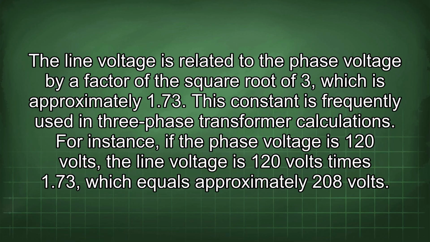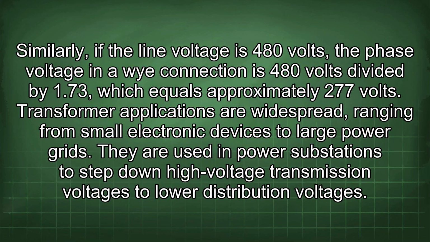For instance, if the phase voltage is 120 volts, the line voltage is 120 volts times 1.73, which equals approximately 208 volts. Similarly, if the line voltage is 480 volts, the phase voltage in a Y connection is 480 volts divided by 1.73, which equals approximately 277 volts.